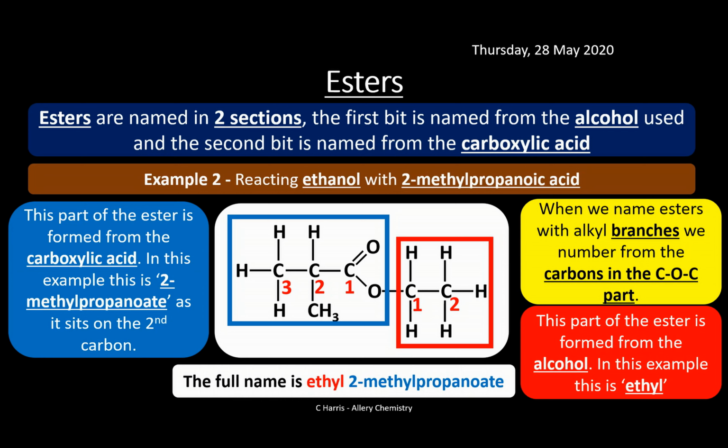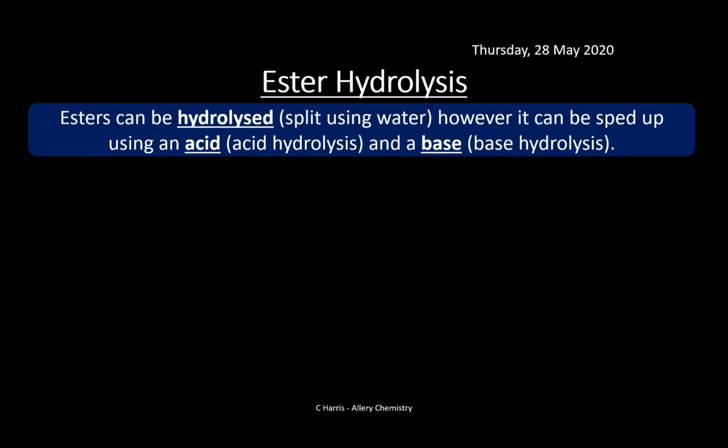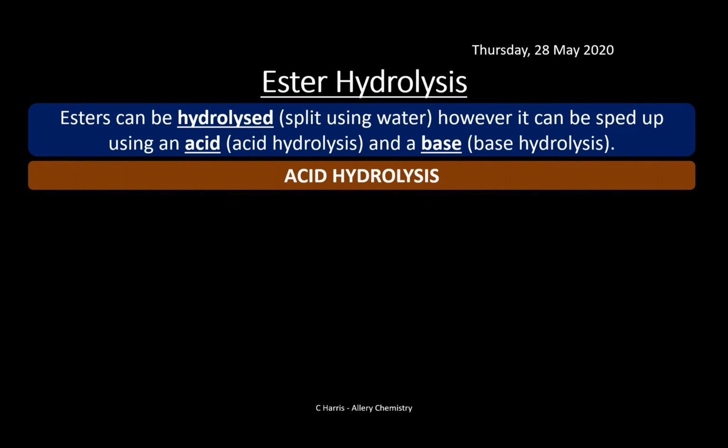Okay, so let's look at some more reactions of esters. And so we're going to be looking at ester hydrolysis for this one. So esters can be hydrolyzed. Remember, hydrolyze or hydrolysis, hydro meaning water, lysis meaning to split or to break. So we're splitting using water. However, it can be sped up, like I say, by using an acid or a base. So we're using acid hydrolysis and base hydrolysis. So we need to know these reactions, very similar to what we did with our amides we've seen before.